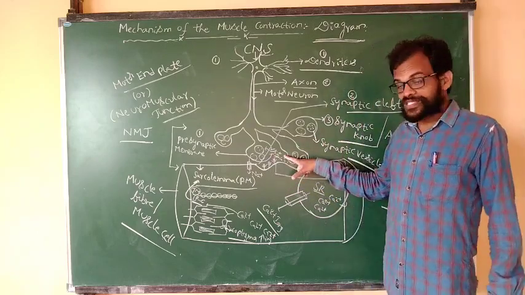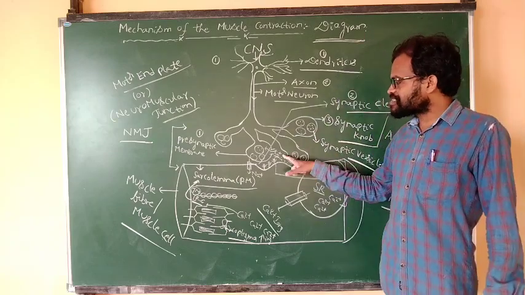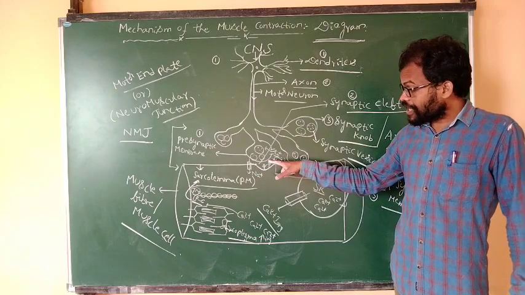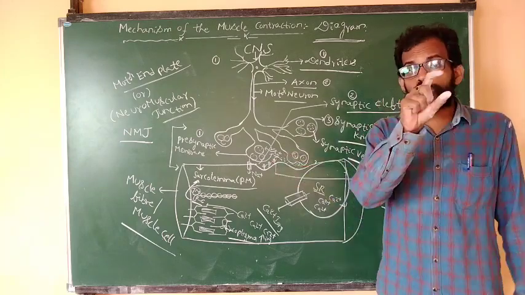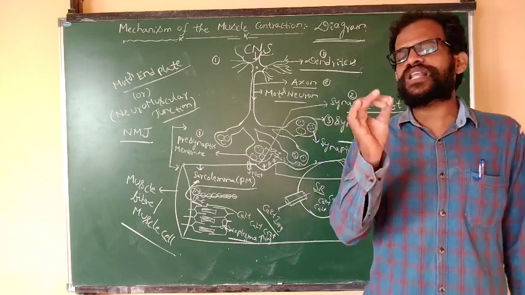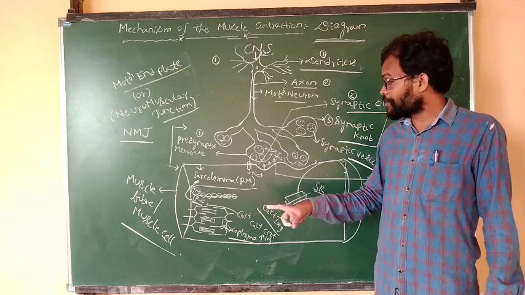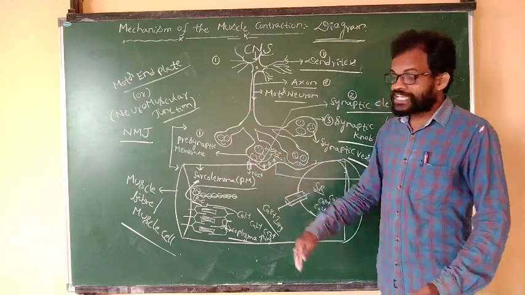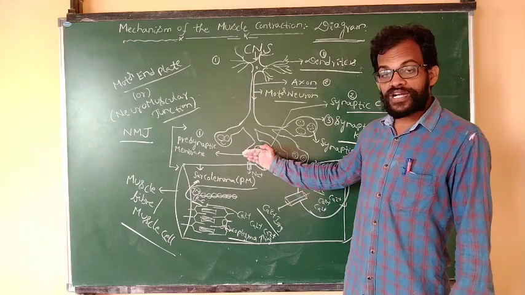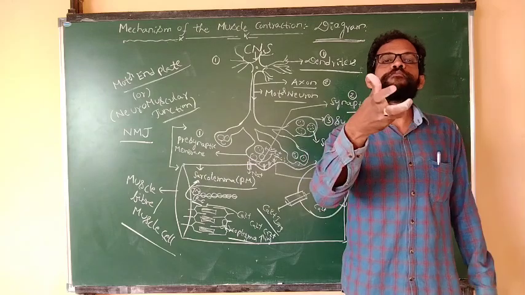These acetylcholine chemicals reach the synaptic cleft. This synaptic cleft consists of neurotransmitter. This neurotransmitter binds with the postsynaptic membrane, which consists of acetylcholine receptors. These acetylcholine receptors bind with acetylcholine chemicals. This activates the sodium channels, and the sodium entering inside depolarizes the entire muscle fiber.